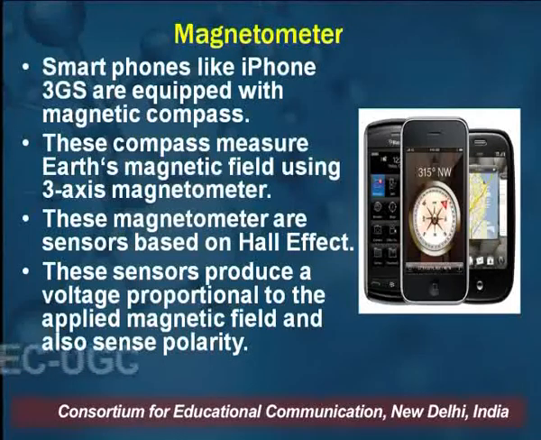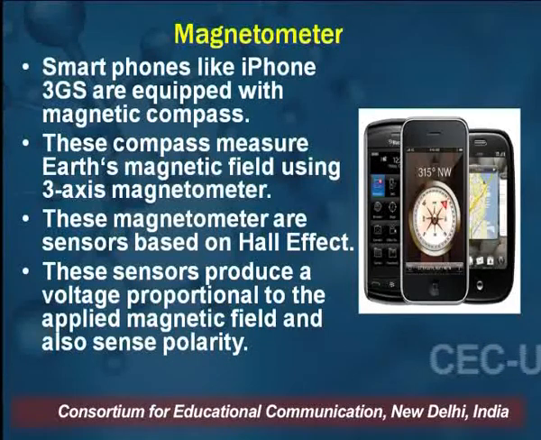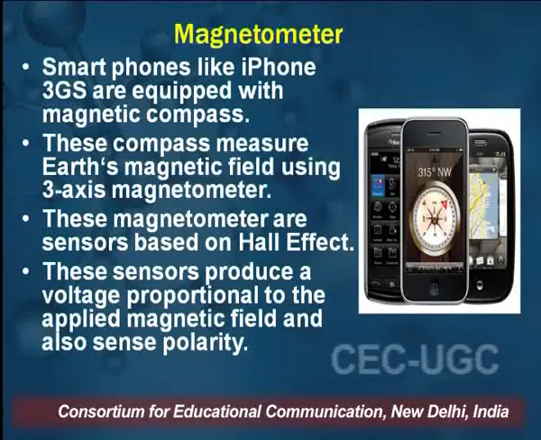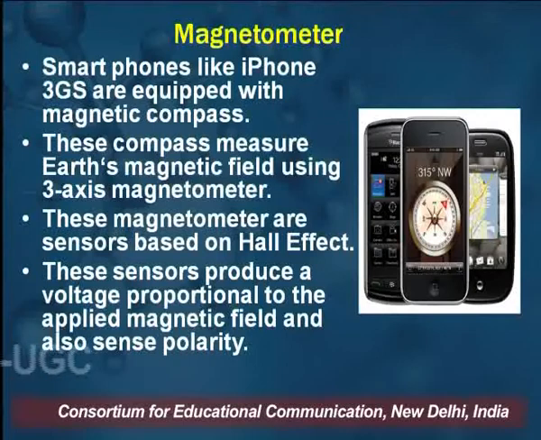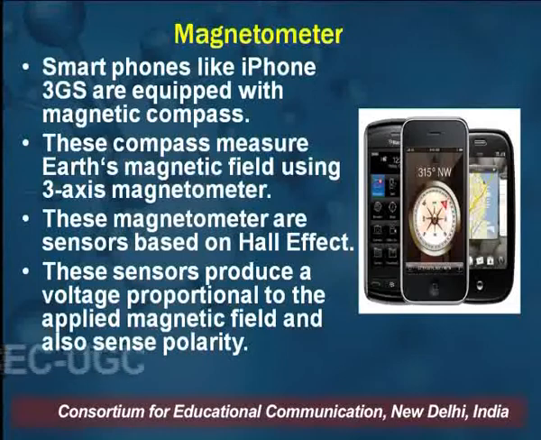Previously we used the galvanometer, nowadays we use sensors, and these sensors we can develop by using the Hall effect sensors. These compasses measure the Earth's magnetic field using the 3-axis electromagnet. These electromagnets are sensors based on the Hall effect, and these sensors produce a voltage proportional to the applied magnetic field and sense polarity.